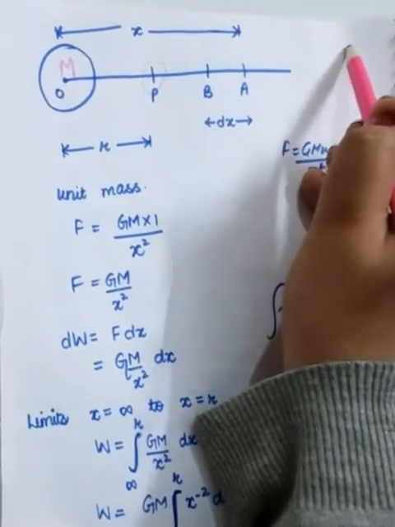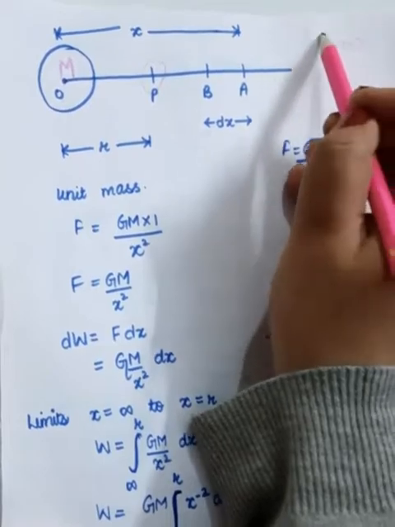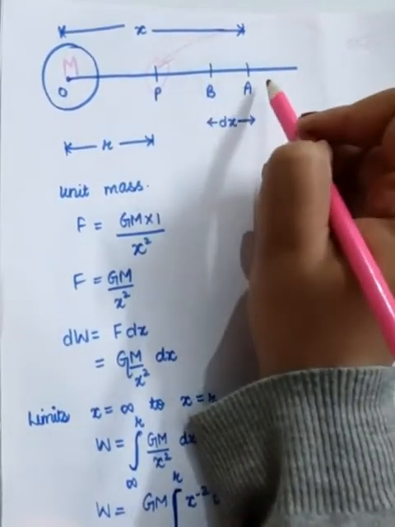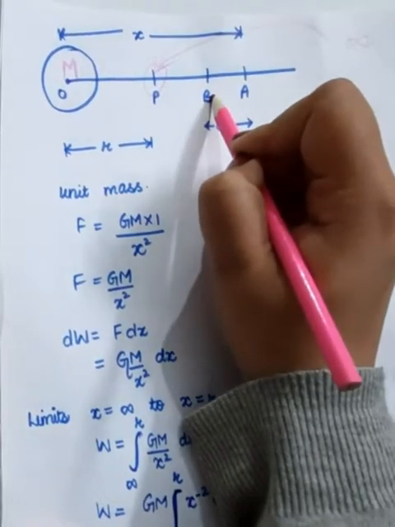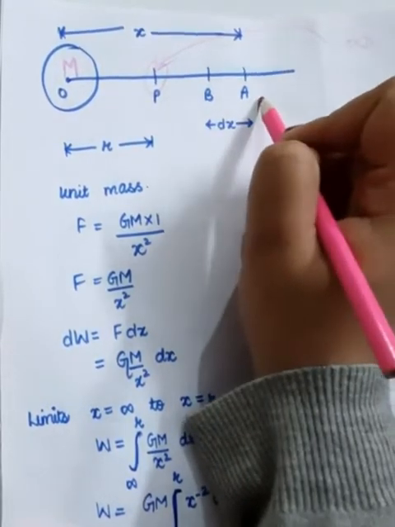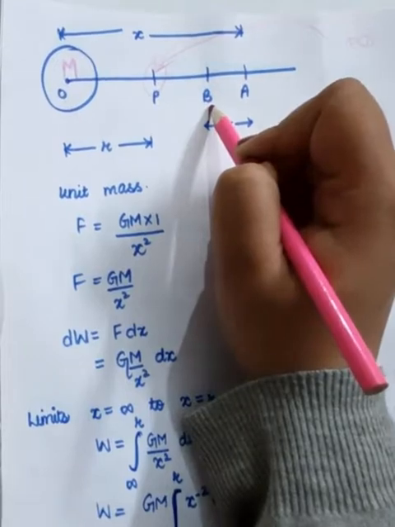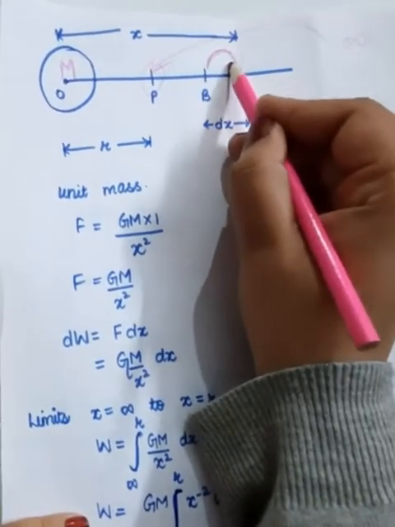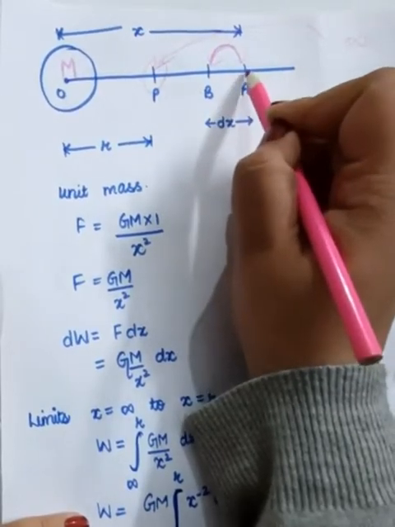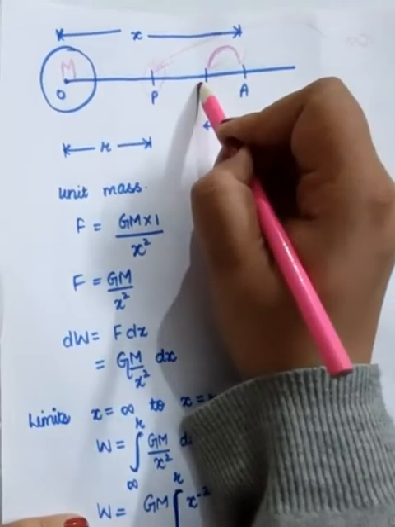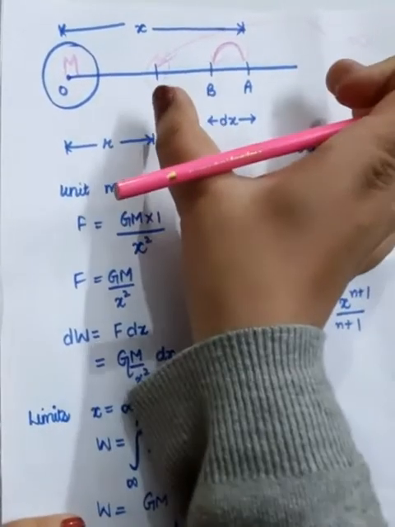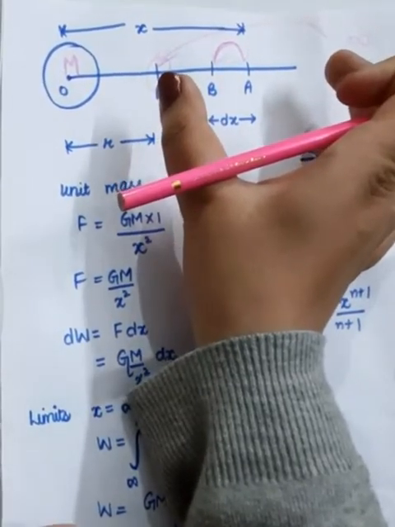And when I'm bringing the unit mass from infinity to this point P, I will encounter two more points in the path. First will be A and the second one will be B. So I'll calculate the small amount of work done in bringing the mass from A to B, and then I'll integrate to get the whole work done up to P. It's as simple as that.